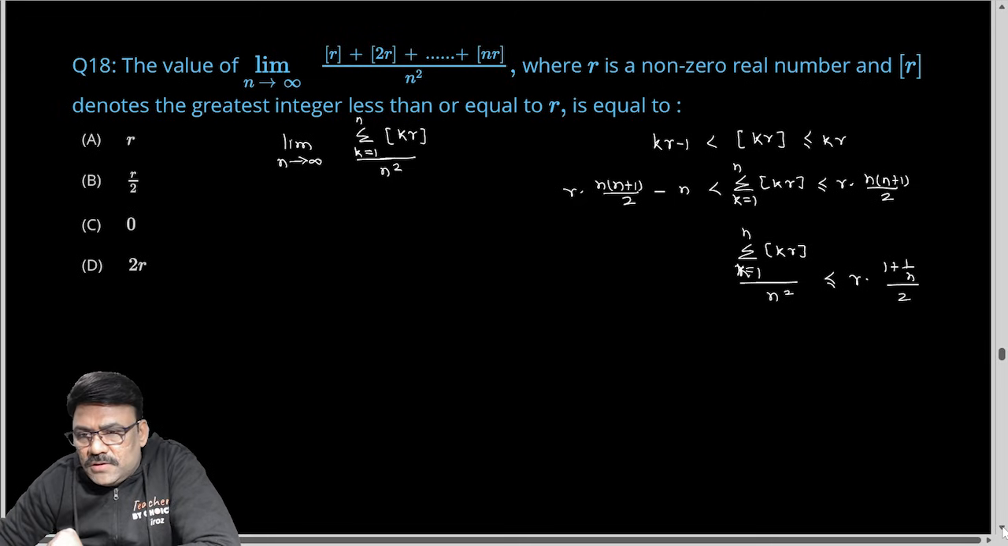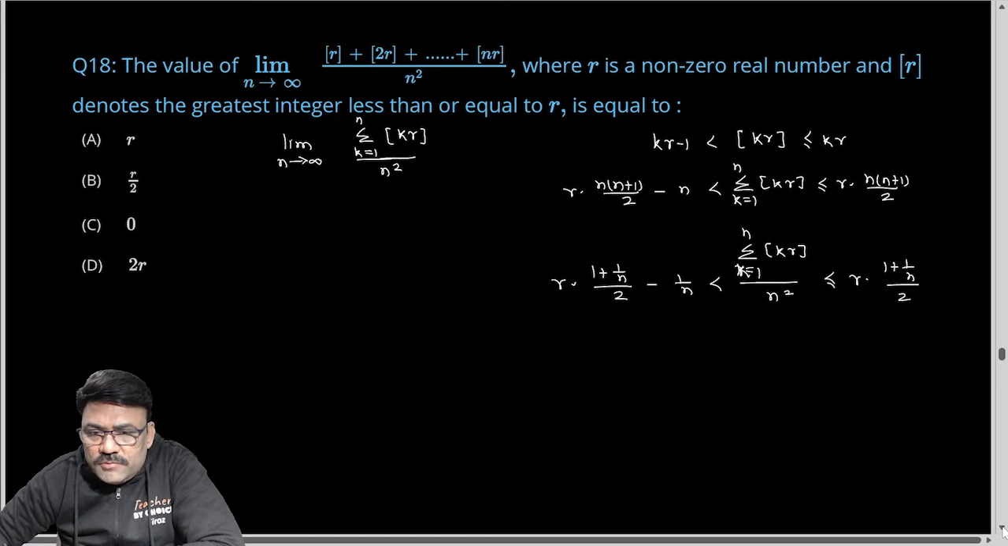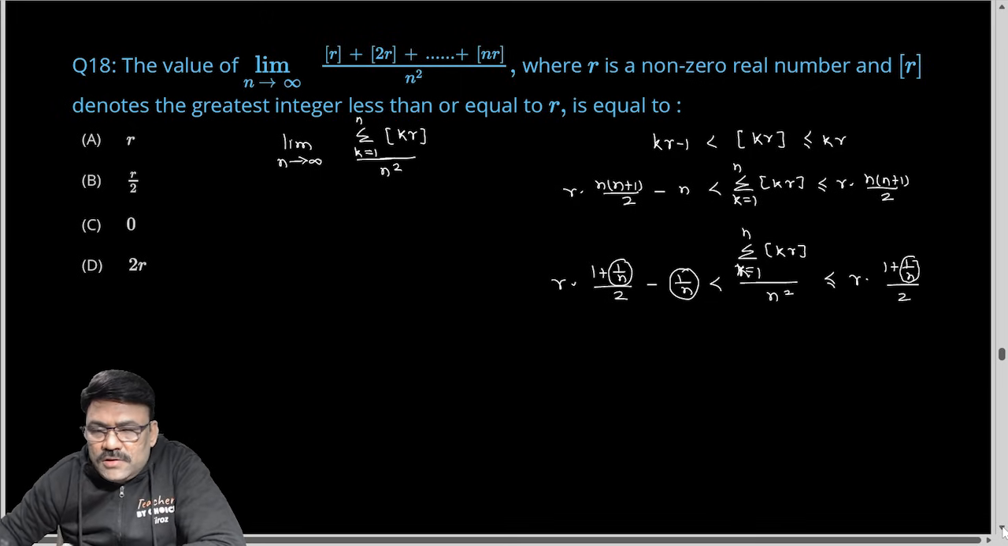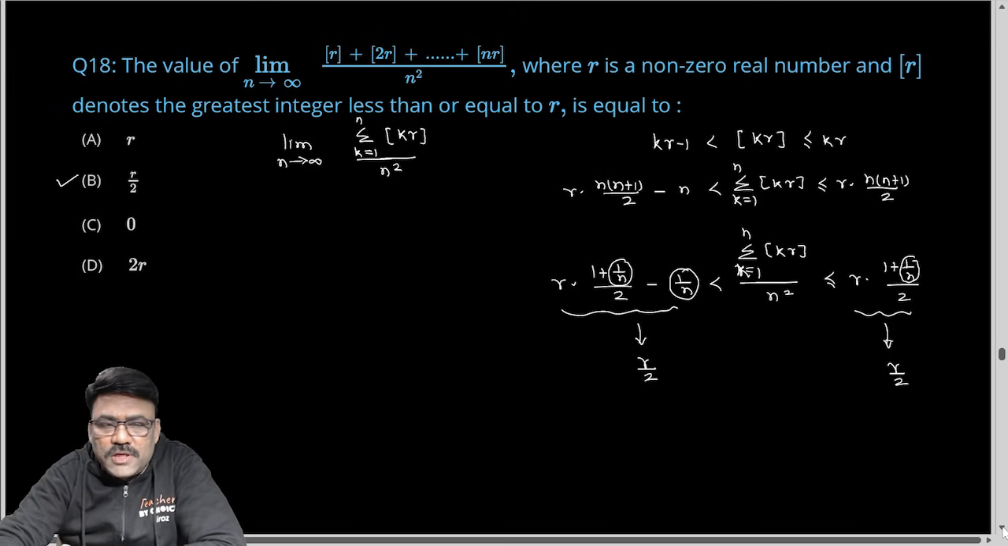Just divide by n square here. So it will be 1 plus 1 by n divided by 2. And here you will get r times 1 plus 1 by n divided by 2 minus 1 by n. And since n is approaching infinity, the 1 by n will become 0. So hence when n is approaching infinity, the right hand side is approaching r by 2, and the left hand side is also approaching r by 2. So by the sandwich theorem, the required limit is also r by 2. Means option B is the correct option here.